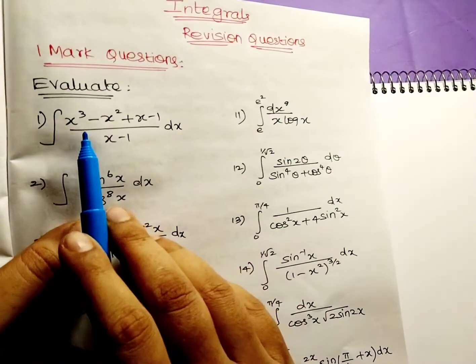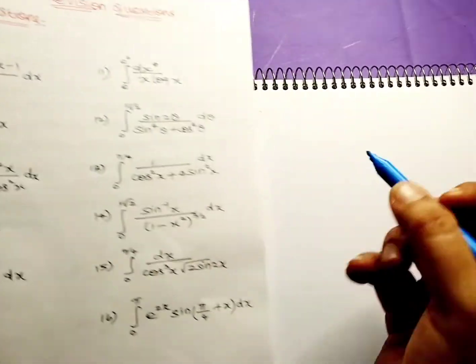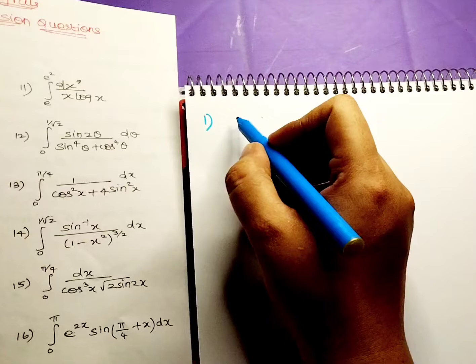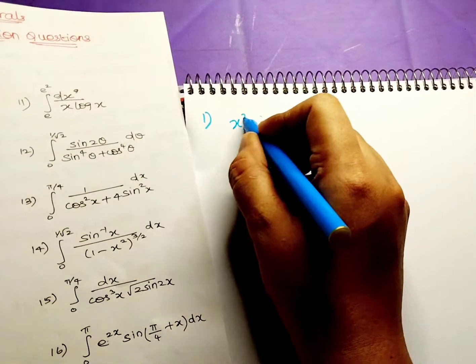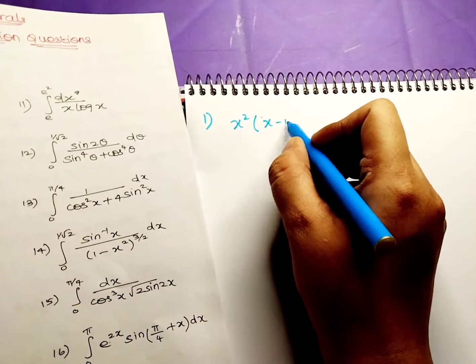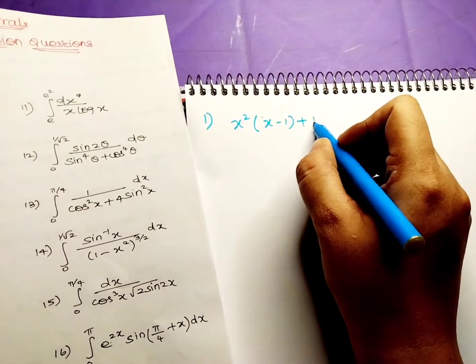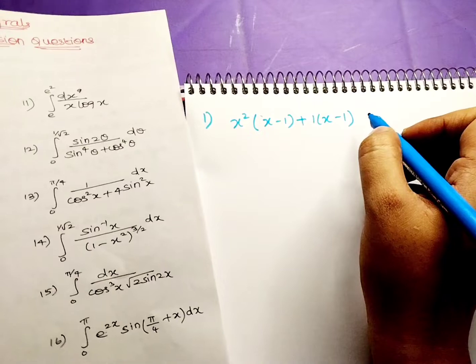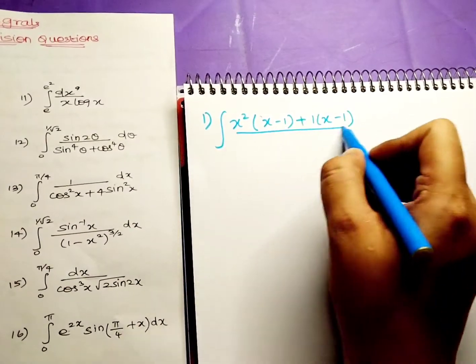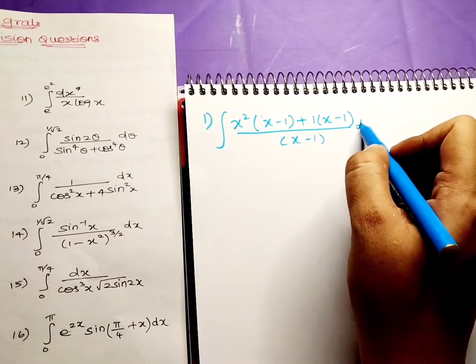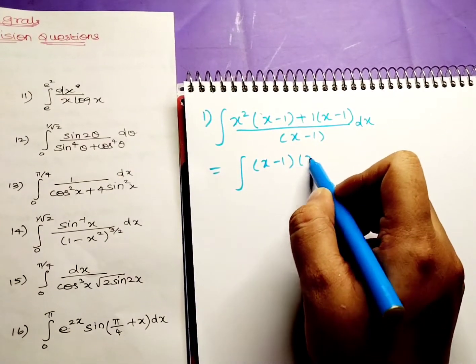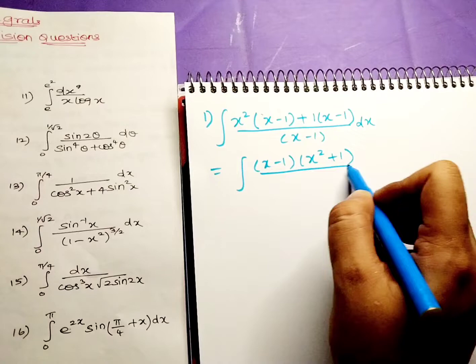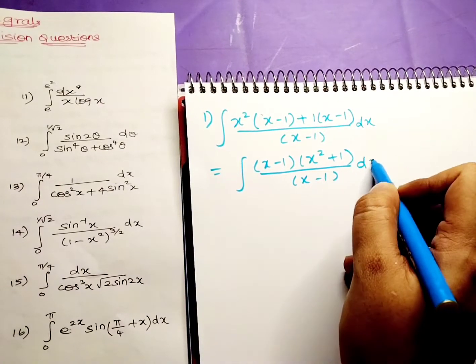First question, we will try to factorize the numerator part. Let's combine the first two terms and take x square as common, so we get x minus 1. For the next two terms we take 1 as common, so we get x minus 1. So the integral is the whole by x minus 1 dx. Now we can take x minus 1 as common. The remaining is x square plus 1 the whole by x minus 1 dx.